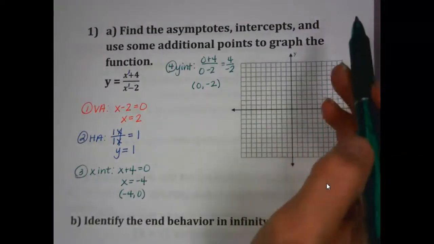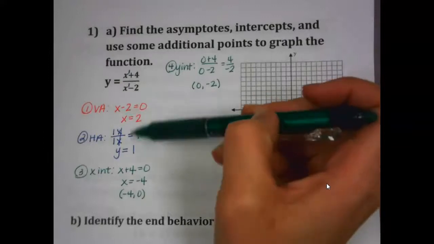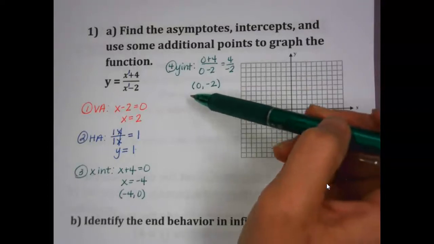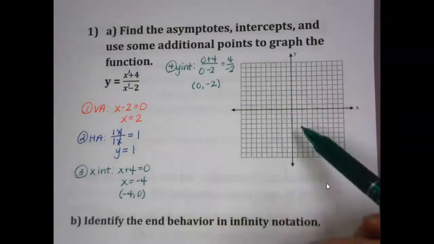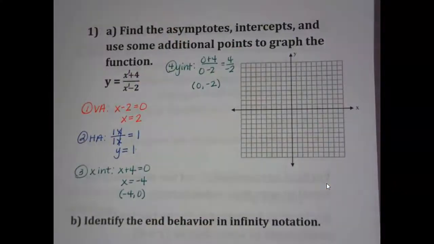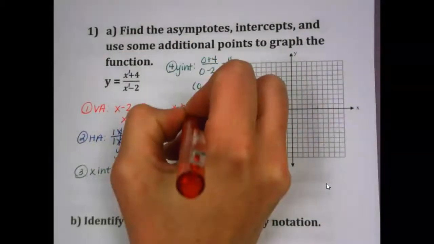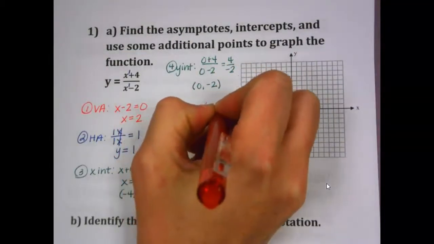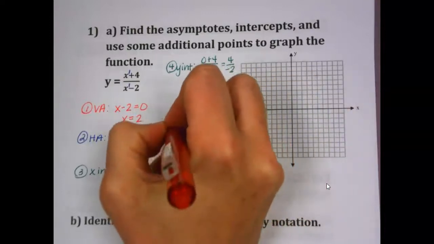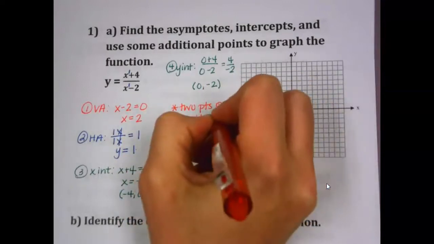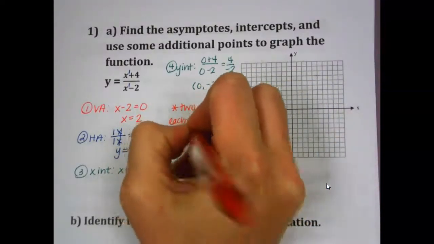Okay, so like I said, if you were doing this in Schoology, you would want to enter all of these pieces into the computer and make sure that they are correct, and then go ahead and proceed with the rest of your graph. Now, to do the rest of the graph, you need to find 2 points on each side of the vertical asymptote.